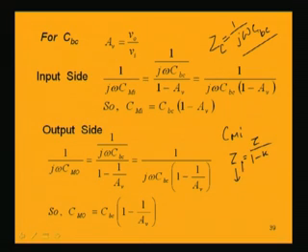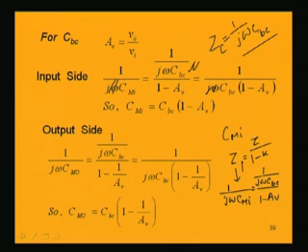Here Z1 equals 1 by j omega CMI, because when I consider Z I must find out the reactance or impedance, and that is equal to Z, being the original capacitance's impedance 1 by j omega CBC, divided by 1 minus AV. That is nothing but 1 by j omega CBC into 1 minus AV. So, now we can find out CMI; these are the same, they cancel out. So, CMI equals CBC into 1 minus AV.